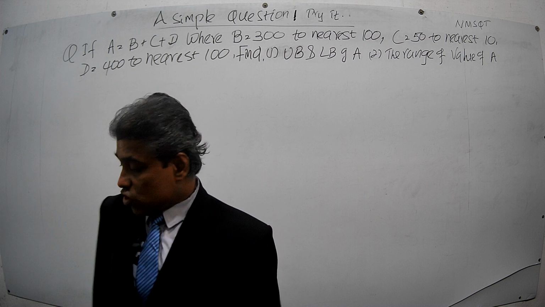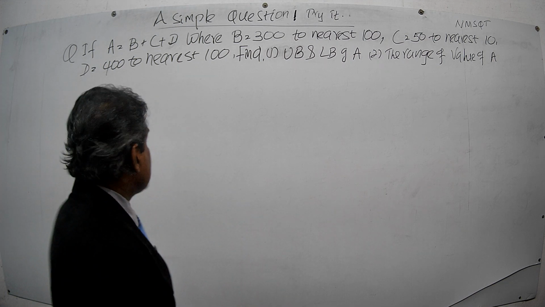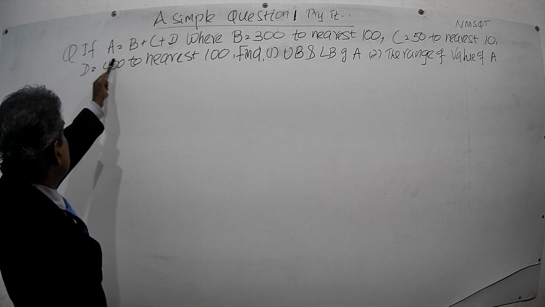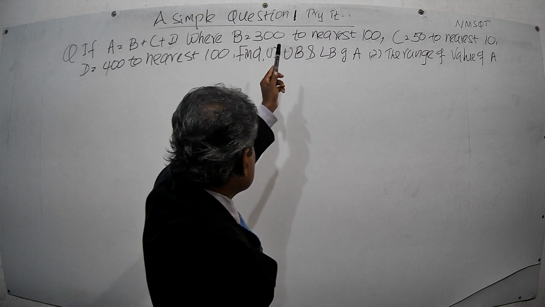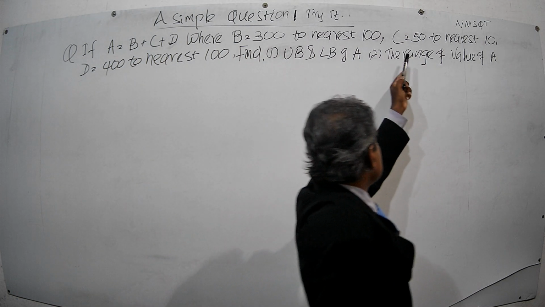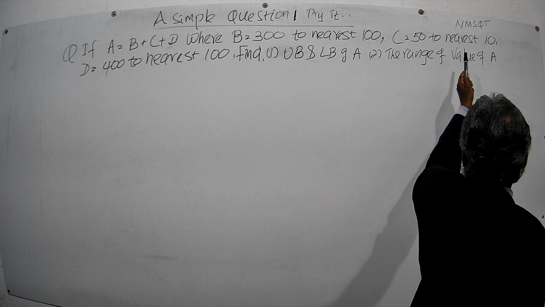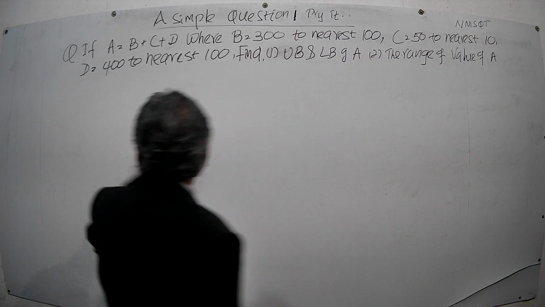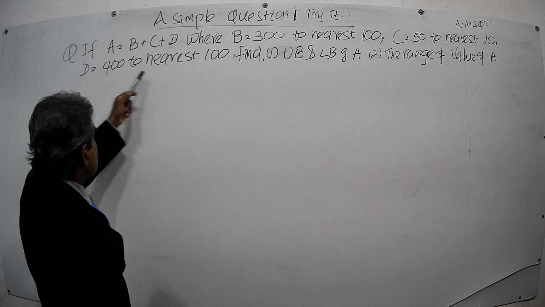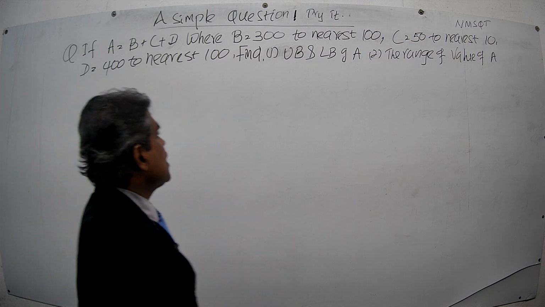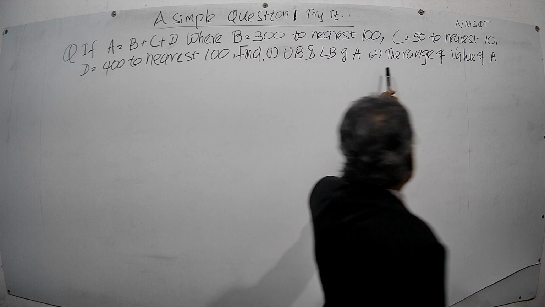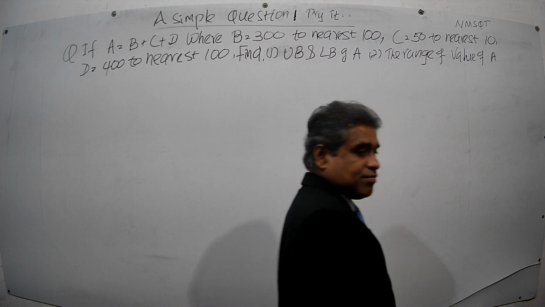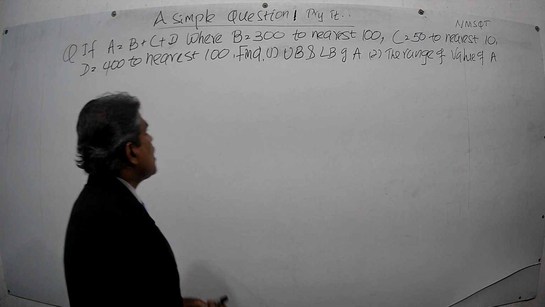See whether you can try this question. If A equals B plus C plus D, where B equals 300 to the nearest 100, C equals 50 to the nearest 10, D equals 400 to the nearest 100. Find part 1, the upper bound and lower bound of A. Part 2, the range of values of A. So this is the question.